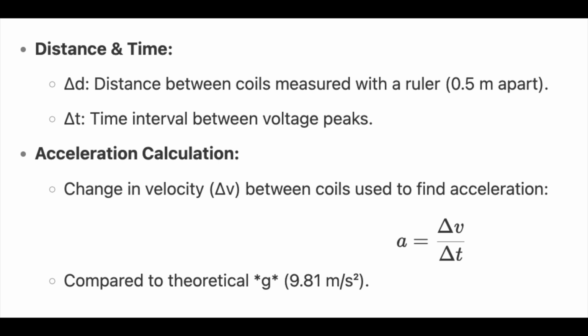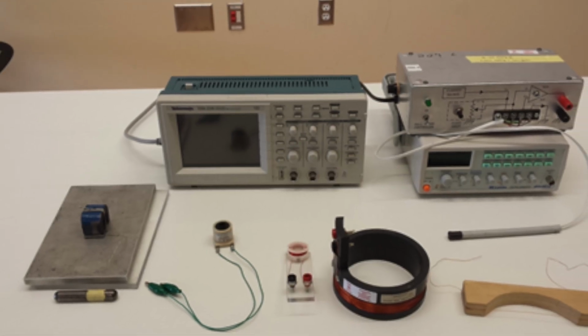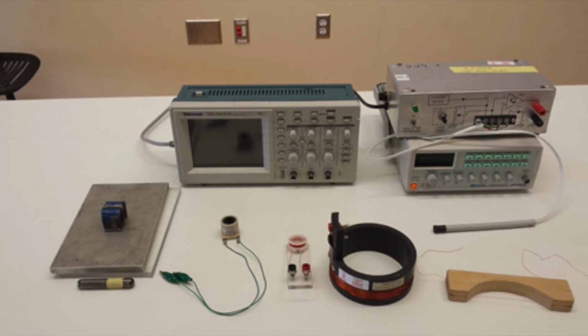A equals Δv over Δt. This acceleration was used to compare to the theoretical value of 9.81 meters per second squared.